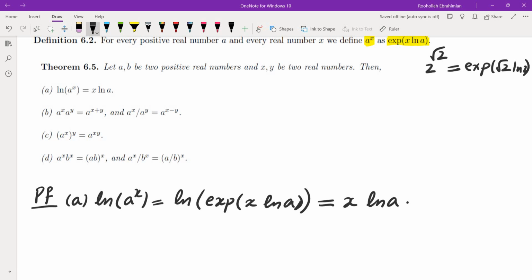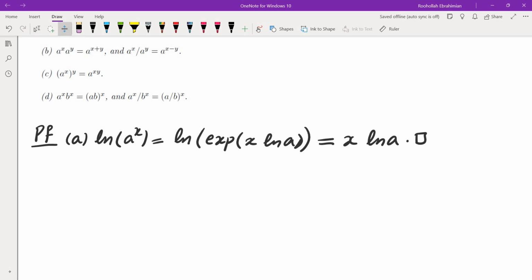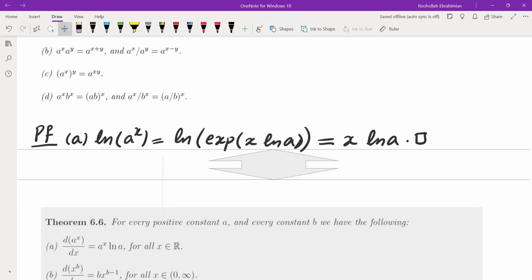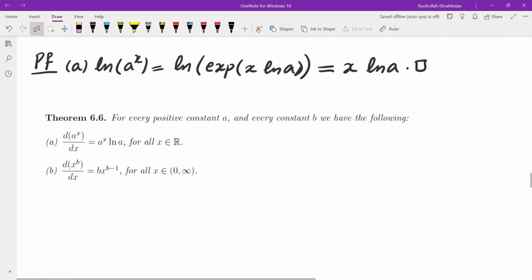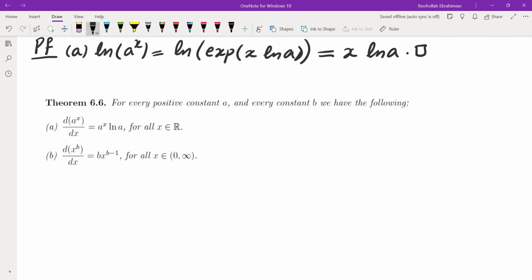The way you prove the other parts is using this property, and then the fact that natural log is 1:1. So instead of proving this equality, take natural log of both sides and prove that equality. And then use properties of natural log. Okay, so I'm going to skip the proof of this one, but it is in the digital textbook if you're interested.